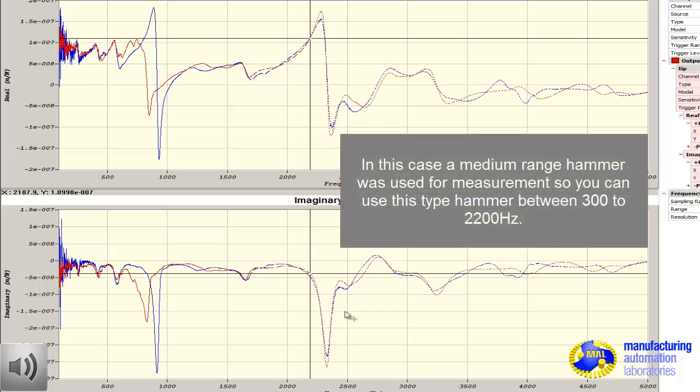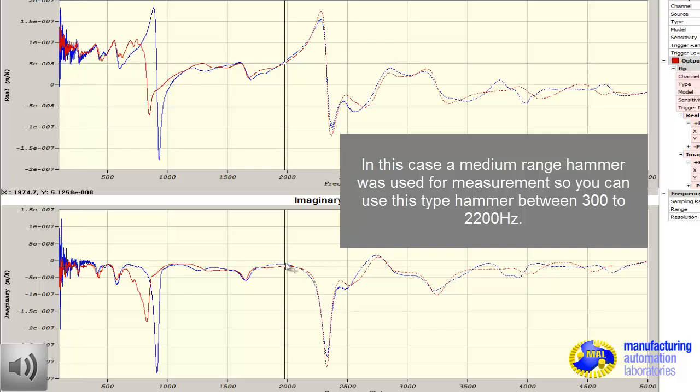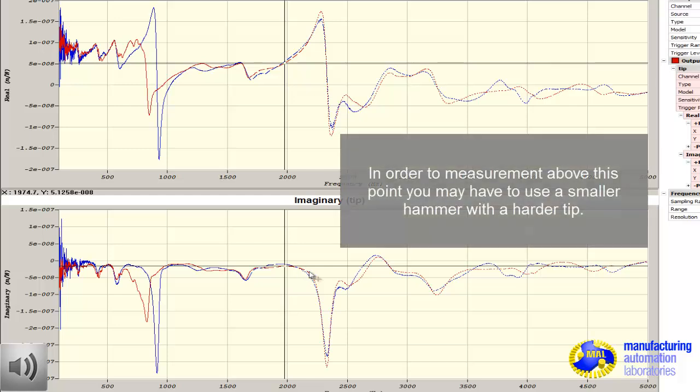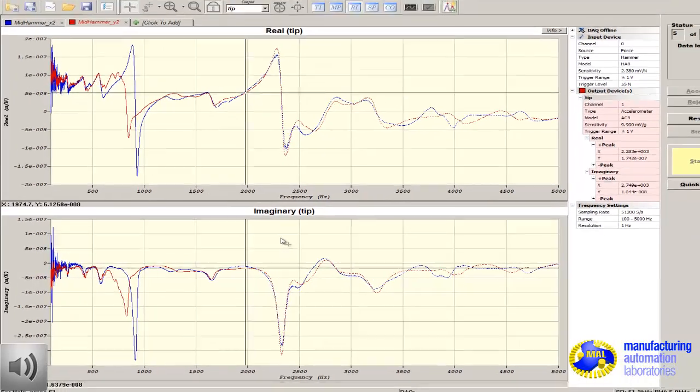How can we capture this mode? That means we can use the medium range hammer from 300 Hz to about 2000 Hz, which typically corresponds to the machine tool column, bed, structure, and the spindle. Beyond 2000 Hz, usually we have the tool holder and tool only. Then you may have to use an even smaller hammer with a harder tip to capture these frequencies.